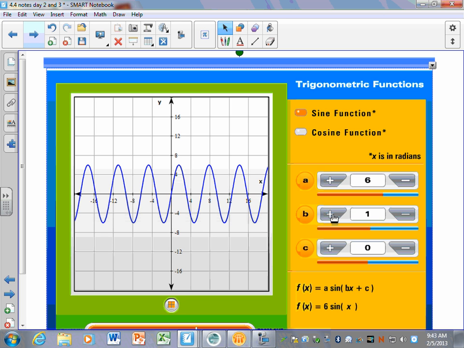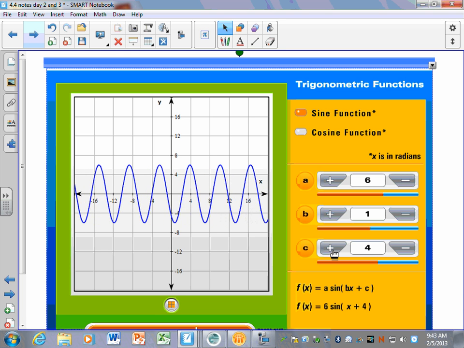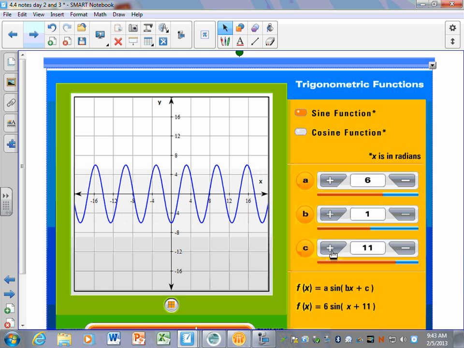What about C? C is the phase shift, and I just want to show you that the phase shift is just going to kind of move that right or left. So watch this curve as I change the phase shift. It's still the exact same curve. I'm just kind of sliding it to the left or sliding it to the right.